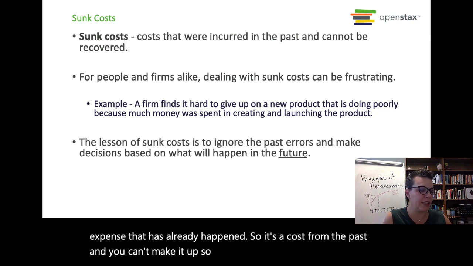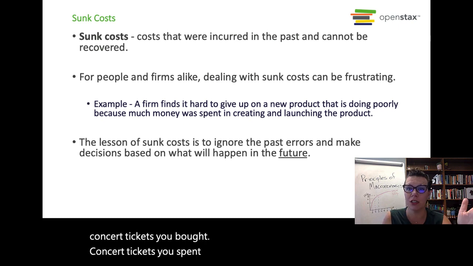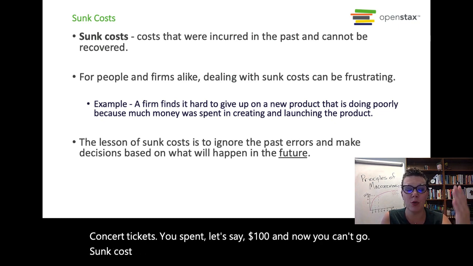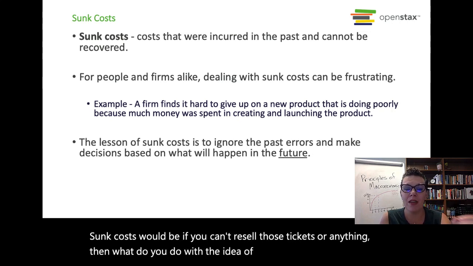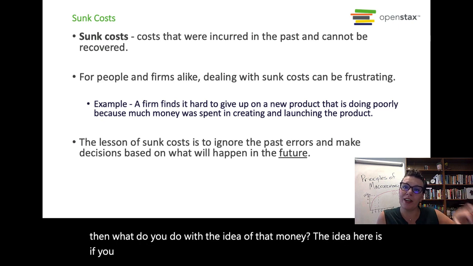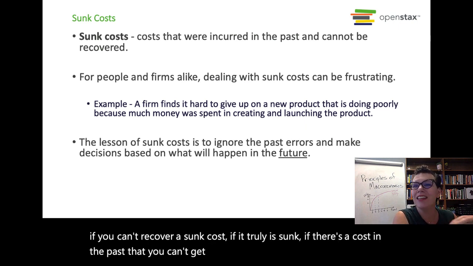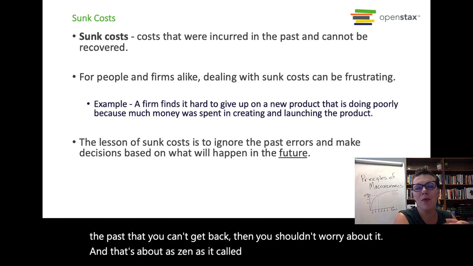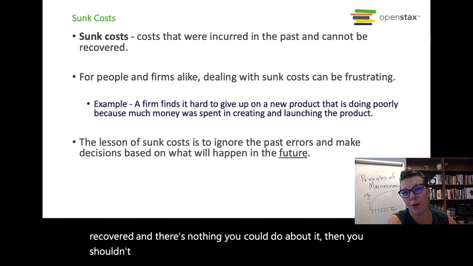So think about if you were to buy concert tickets. You bought concert tickets, you spent, let's say, $100, and now you can't go. A sunk cost would be if you can't resell those tickets or anything, then what do you do with the idea of that money? The idea here is if you can't recover a sunk cost, if it truly is sunk, if there's a cost in the past that you can't get back, then you shouldn't worry about it. And that's about as zen as economists get. But what we're talking about here is when some money is already gone and it can't be recovered and there's nothing you could do about it, then you shouldn't have it be part of your calculation.